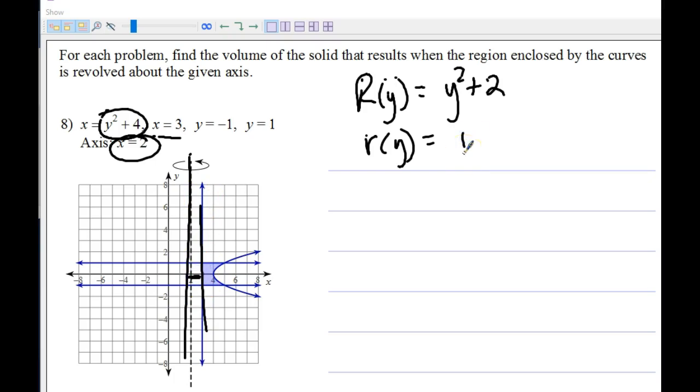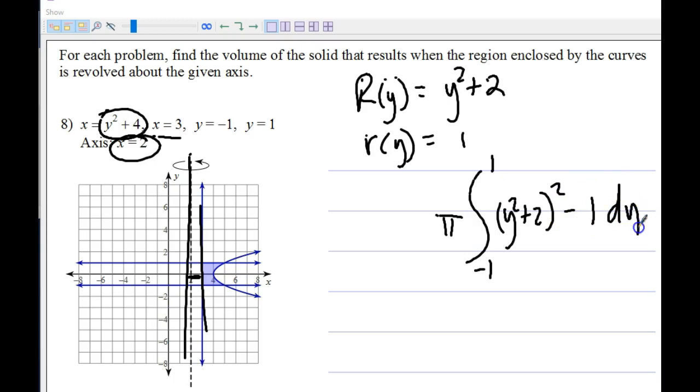All right, so we'll do one more call out here. Aaron, what's the area or the volume of this solid then? Pi integral negative 1 to positive 1. Y to the second plus 2 squared minus 1. Okay, cool. And that's that.